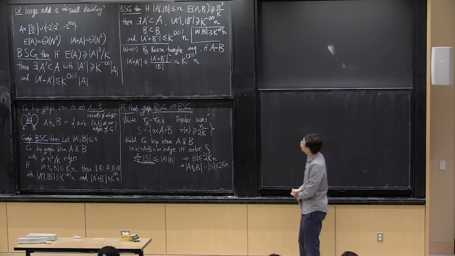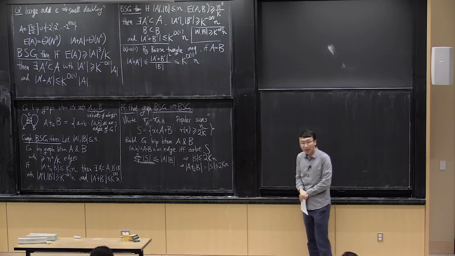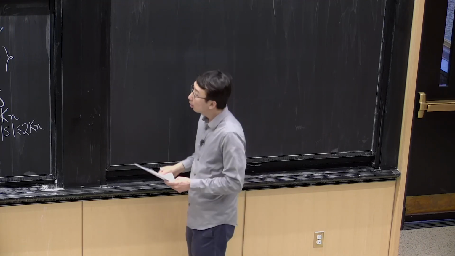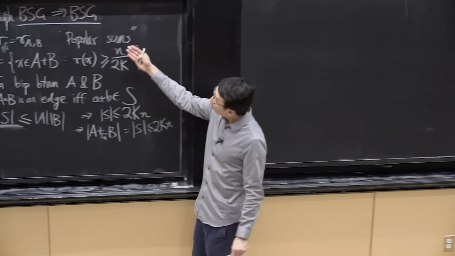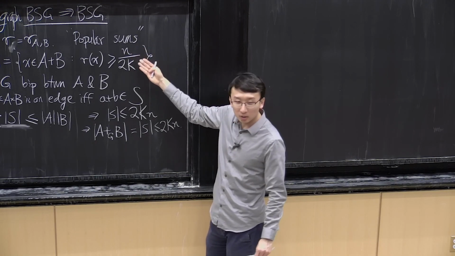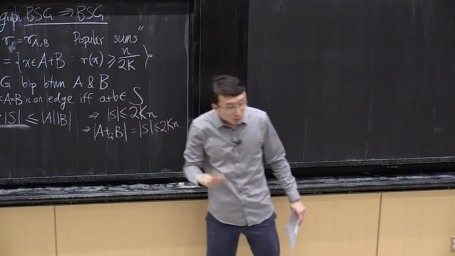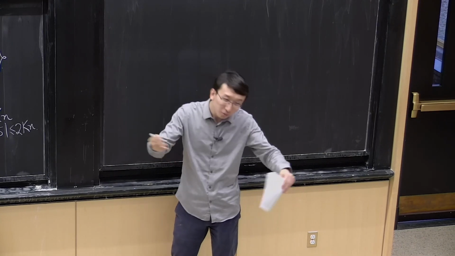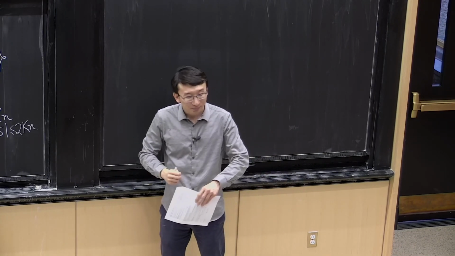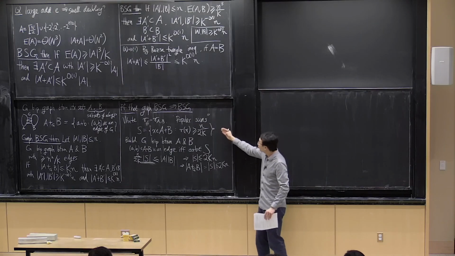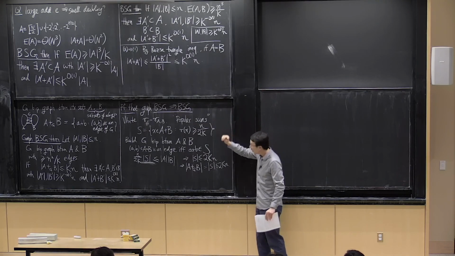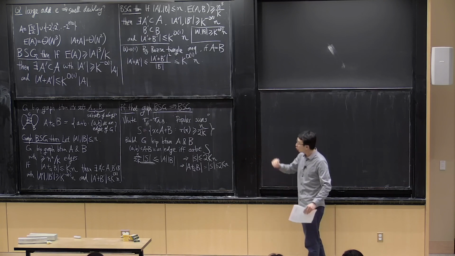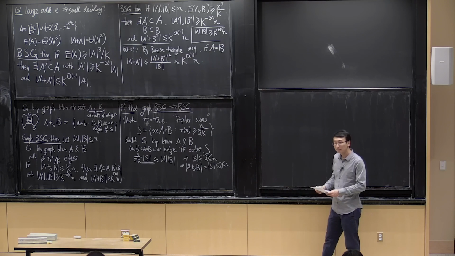And here's where we'll need to use the hypothesis that between A and B, originally there's large additive energy. And the point here is that the unpopular sums cannot contribute very much to the additive energy in total, because each one of them is unpopular. So the dominant contributions to the additive energy are going to come from the popular sums, and we're going to use that to show that G has lots of edges.